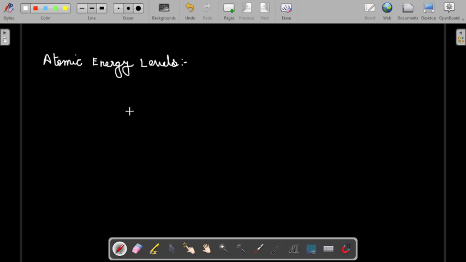So in the last lecture, we have seen the energy that is possessed by the electron at different orbits. The direct simplified formula that we get is minus 13.6 divided by n square eV. Here n is the principal quantum number, the quantized number.